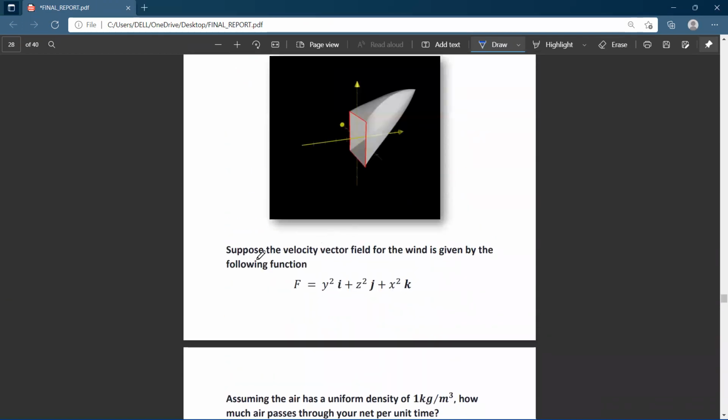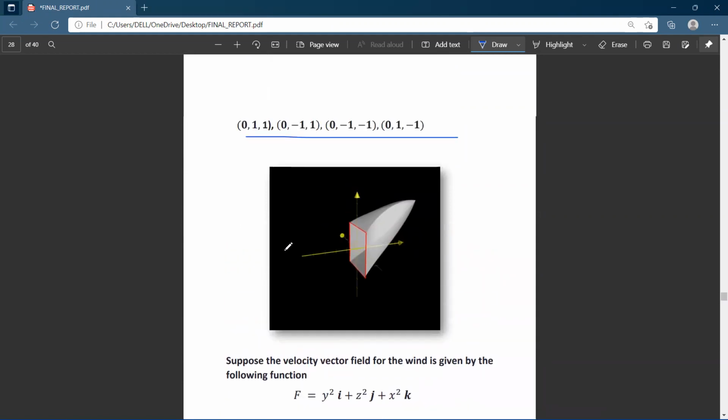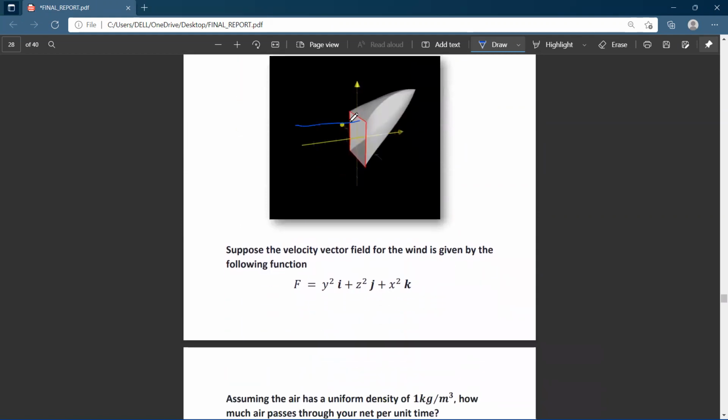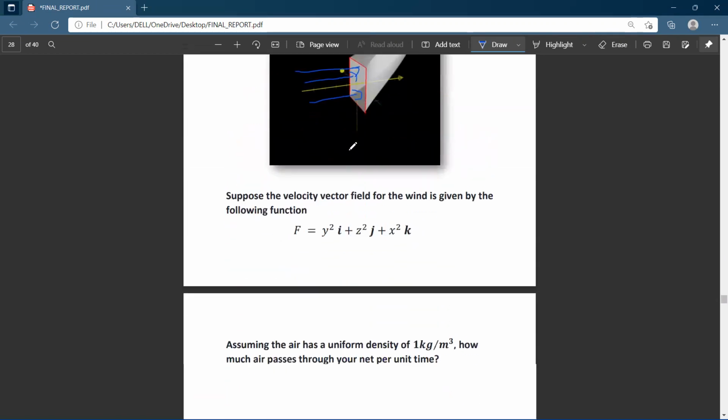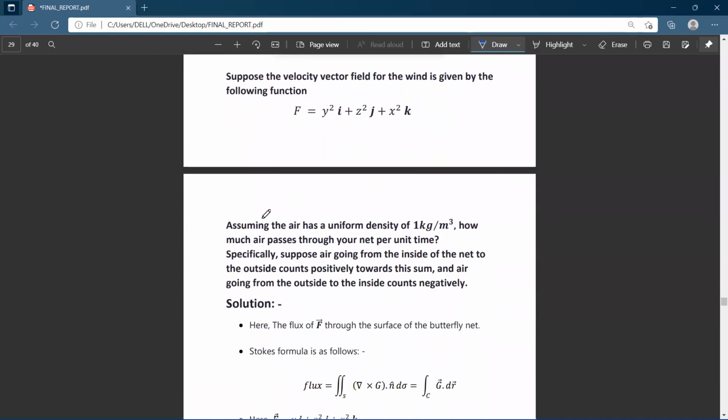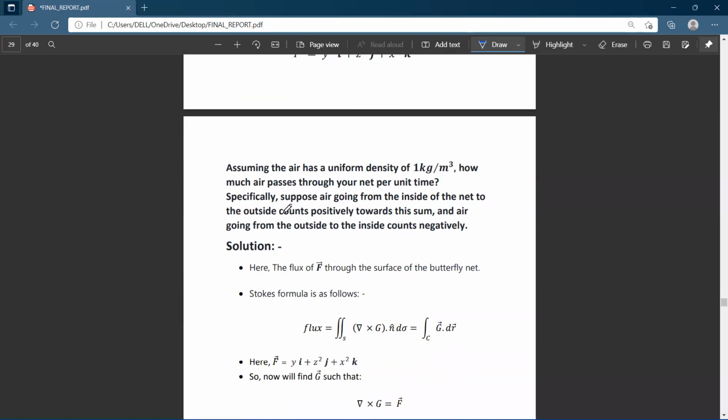Suppose the velocity vector field of the wind is given by this following function. It means air is flowing from this side to this side through the net, not in this direction, but vector F denotes that the air is flowing through this butterfly net. Assuming the air has a density of 1 kilogram per meter cube, how much air passes through this net per unit time? These are the assumptions we have taken.